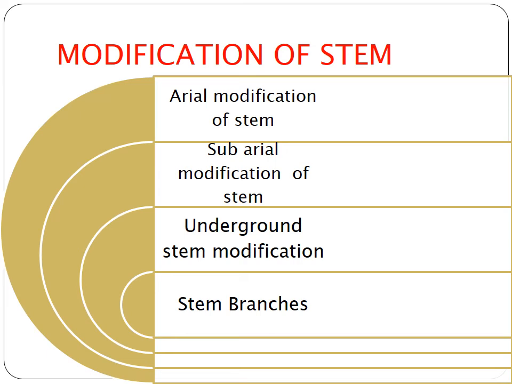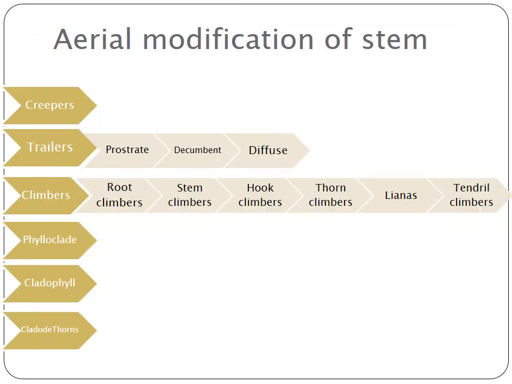The stem modification also has some reason, especially underground stem modification. It is waiting for favorable condition. After the favorable condition comes, it grows vigorously. So this modification of stem is also done for some particular reason. Now we are going to see what type of modification it is. In this class, we only see aerial modification of stem.